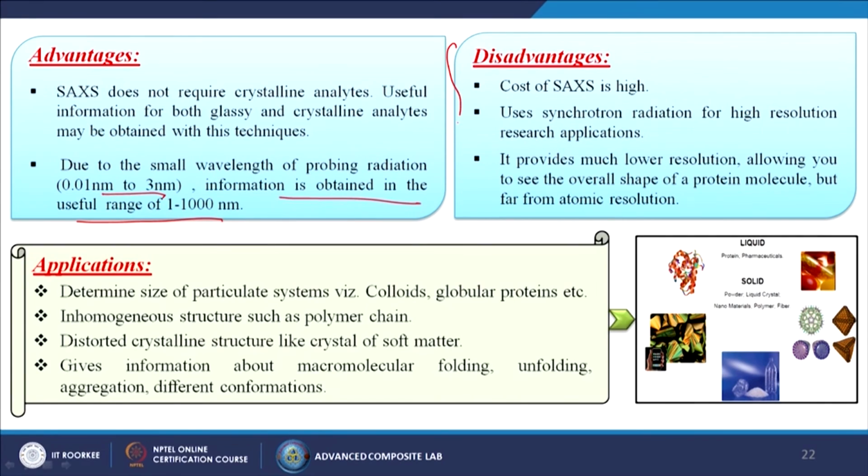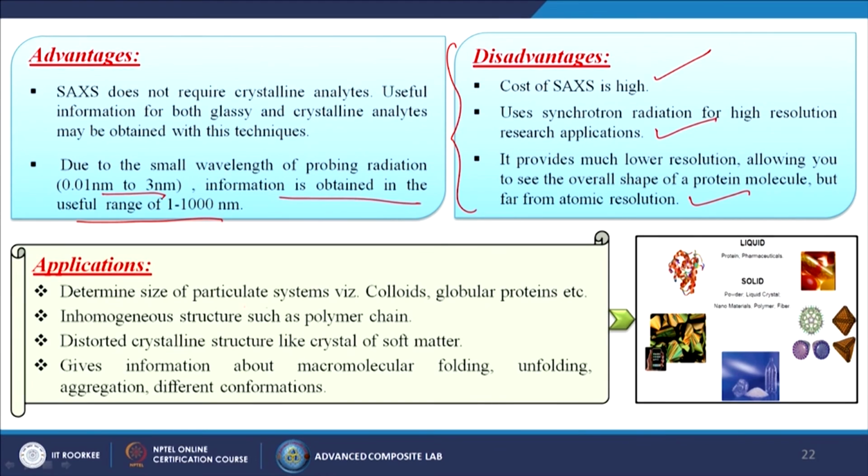Of course, there are certain disadvantages also. The cost of SAXS is high, and it uses synchrotron radiation for high resolution research applications. It provides much lower resolution, allowing you to see the overall shape of a protein molecule, but far from atomic resolution.